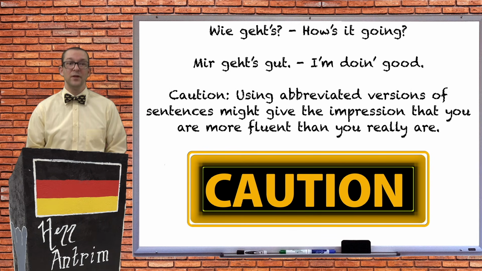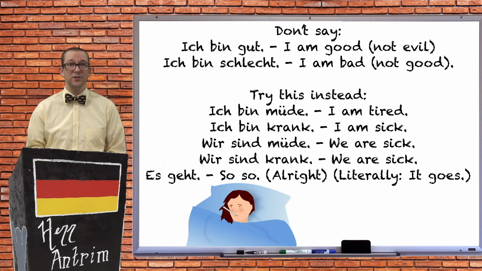As I mentioned before, the question wie geht es dir is often shortened to just wie geht's. When answering, you can also shorten this to mir geht's. The shortening of these sentences should not be done when using the Sie version, and you should be very cautious when using them in any form, as they may give the impression that you're more fluent than you really are.